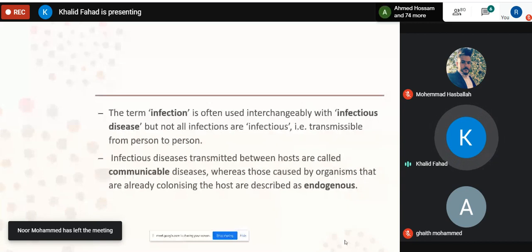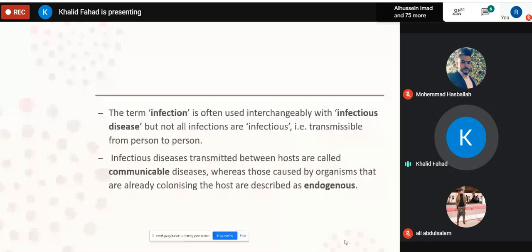For example, rabies. On the other hand, infectious diseases transmitted between hosts are called communicable diseases, whereas those caused by organisms that are already colonizing the host are described as endogenous. So infections that arise from the normal human commensals are called endogenous infections.